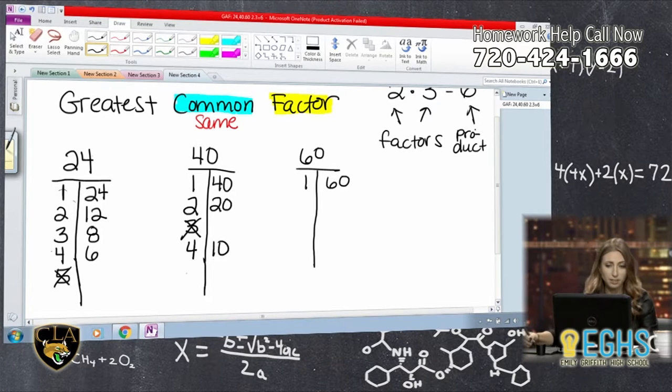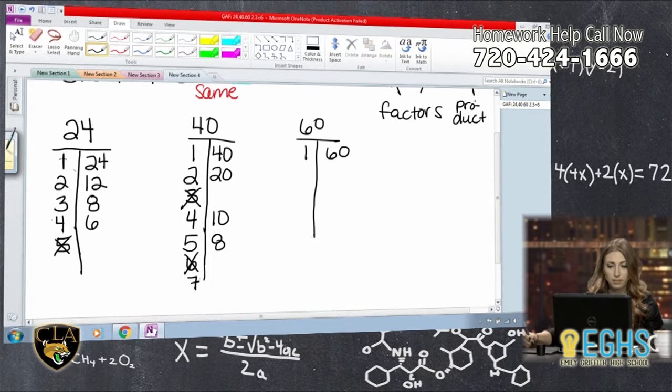4 times 10 is going to give you 40. 5 also works, 5 times 8. 6 does not work because the divisibility rule for 6 is that it has to be divisible by both 2 and 3, and it's not divisible by 3, so not divisible by 6, therefore.